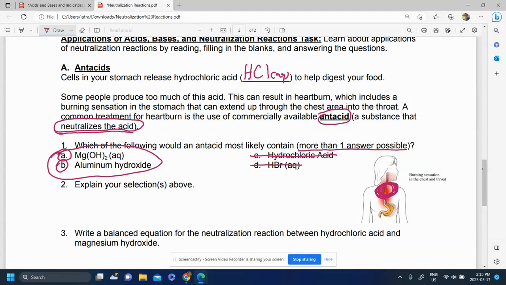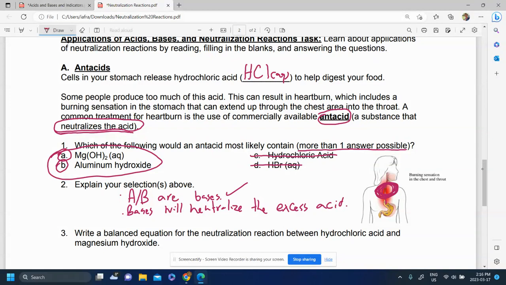And to justify your answer, you want to say that A and B are bases. Bases will neutralize the excess acid. So you don't have to write gigantic paragraphs. You just basically need two sentences. A and B are bases. Bases will neutralize the excess acid.